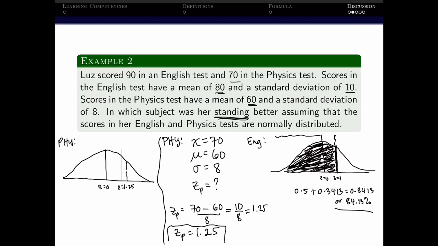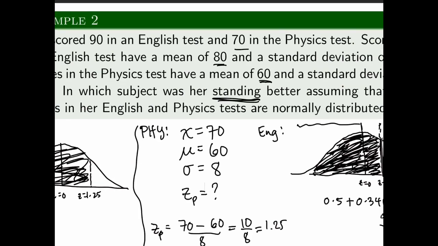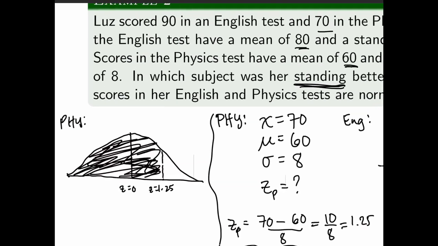Okay, again, same process. This area here represents the percentage of students who scored less than that of Luz in the physics test. So let's solve for this area to the left of z equals 1.25. We know that this area to the left is 0.5, and this area here is the area from 0 to 1.25. So let's solve for the area from 0 to 1.25.